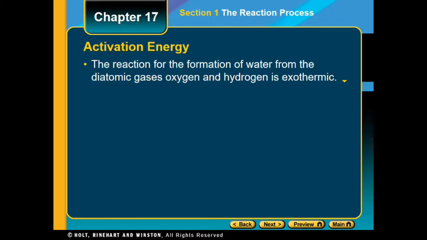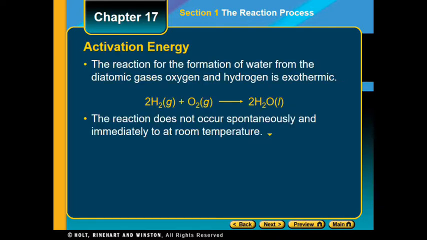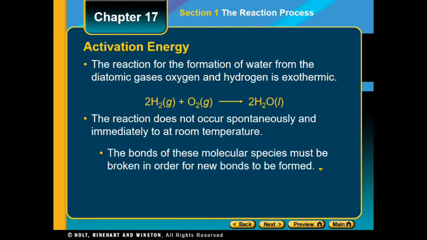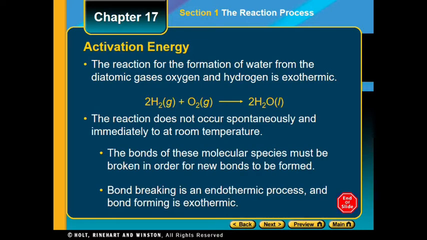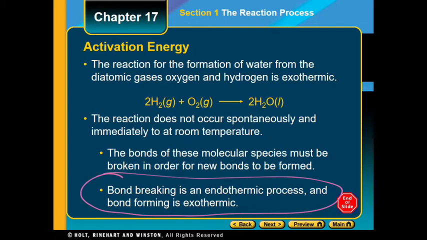Moving on to activation energy. In this one, if we talk about the production of water between hydrogen and oxygen gas, it normally does not occur spontaneously at room temperature. The bonds of these species have to be broken in order to form new bonds, so your hydrogen and oxygen must be broken apart. And bond breaking is an endothermic process, where bond forming is an exothermic process. So this last part right here is going to be especially important once we get into some of our graphs.